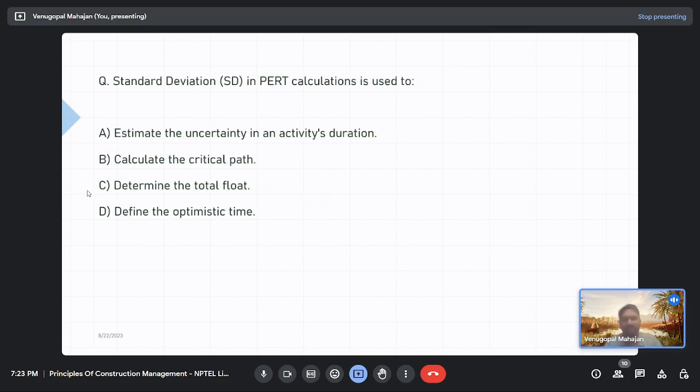Standard deviation in PERT calculations. What do you mean by standard deviation? Amount of variation. Okay, average amount. So what we will do is, we will first look into the amount of variation, and then we will see if we can average it out, and then we will discuss standard deviation.